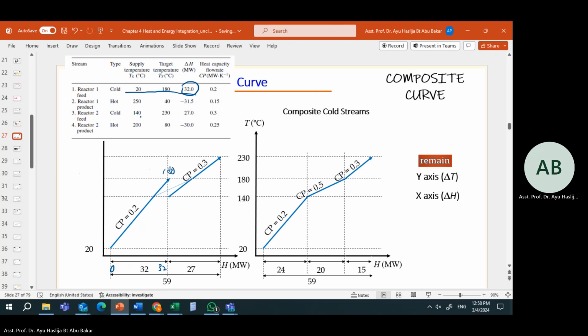From 140 to 230. Now, what is the x-axis for this target over here? 59. So this is the coordinate for T target of C2.